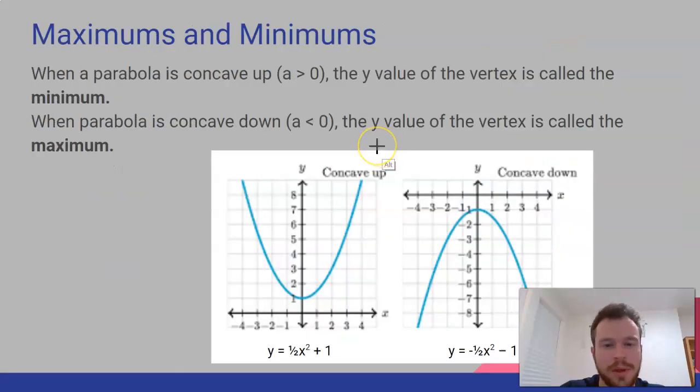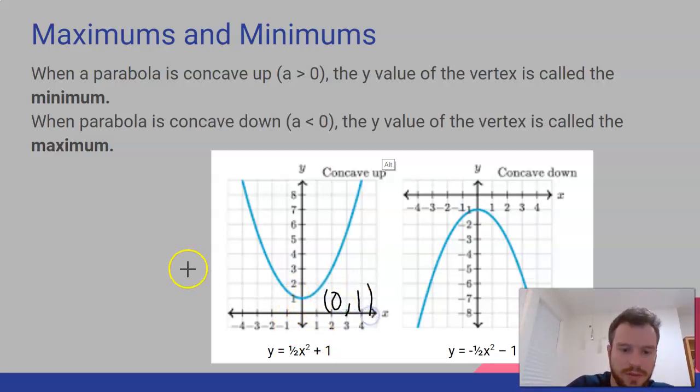Now when a parabola is concave up, so the value of a is greater than 0, like you see for this function on the left, the y-value of the vertex is called the minimum. So the vertex here is (0, 1), so this function has a minimum, the lowest value, of y = 1.